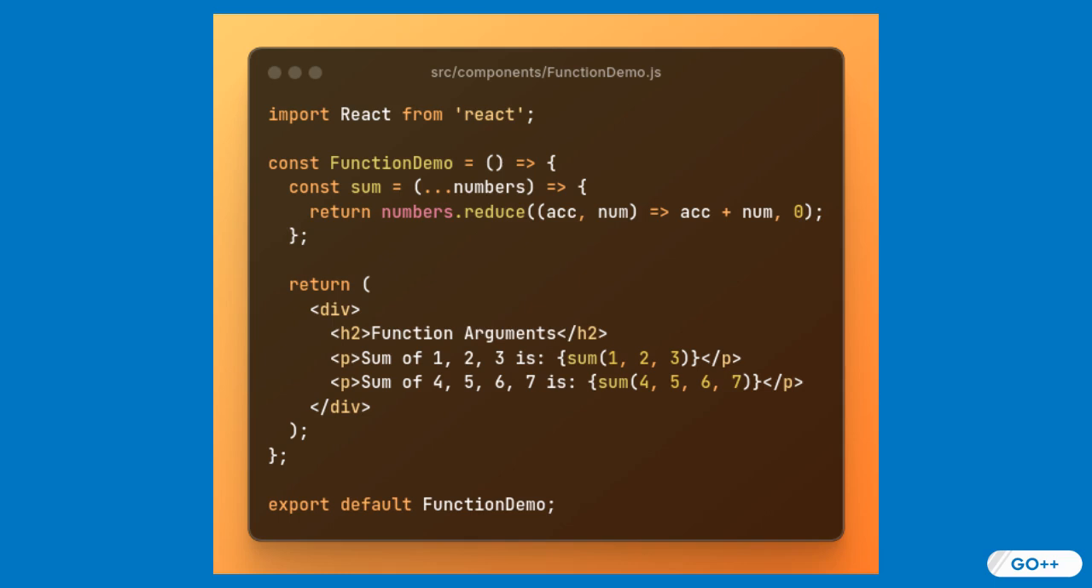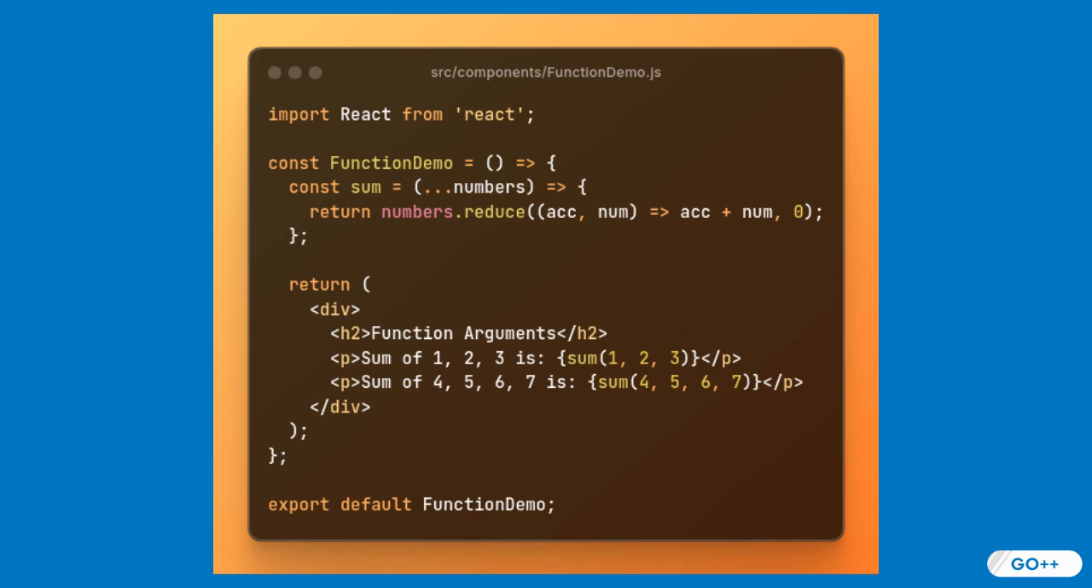To see the REST operator in action, let's look at a practical example within a React application. We have a simple app showcasing different uses of the REST operator, handling function arguments, manipulating arrays, and destructuring objects. In the function demo component, we define a function sum that uses the REST operator to accept any number of numbers and return their sum. This eliminates the need to specify each parameter individually.